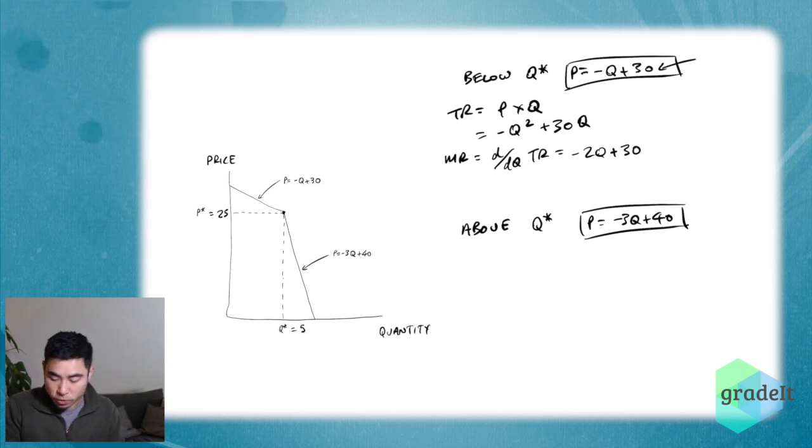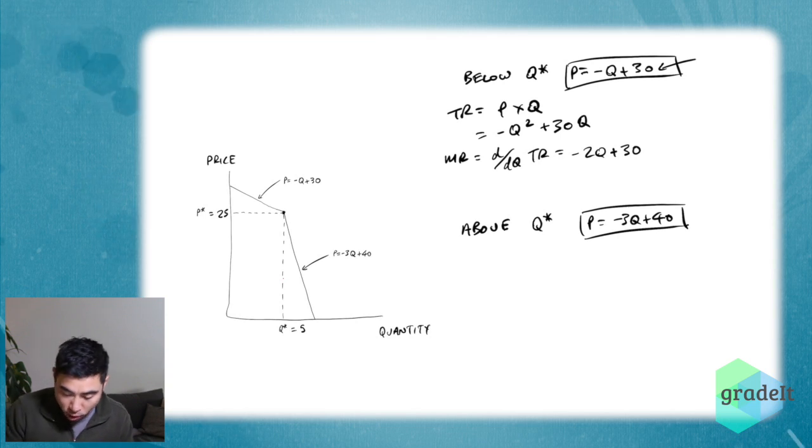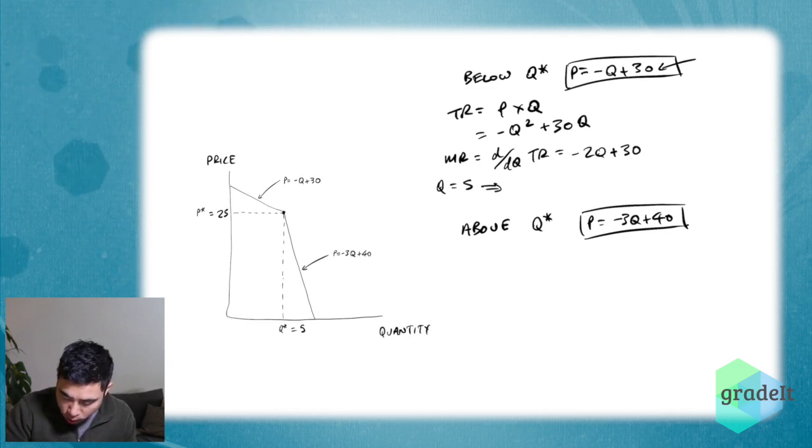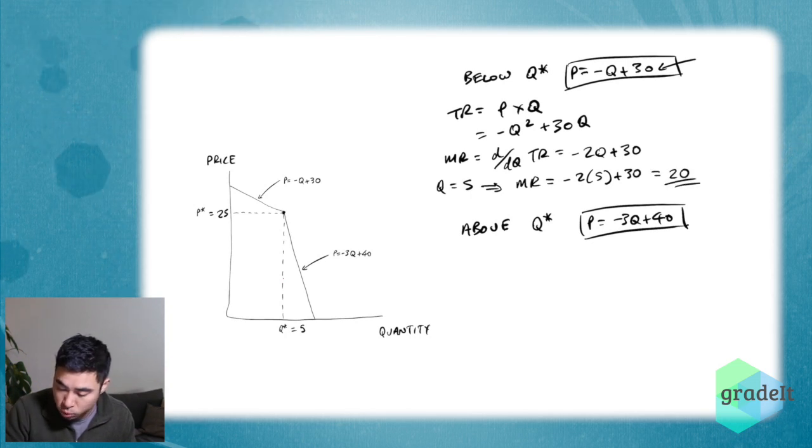And then also within part 2 of the question it asks you to work out the value of marginal revenue when at Q star. So at Q star, Q is equal to 5, which gives us a marginal revenue of, so just substituting a value of 5 into that expression, which gives us a value of 20.